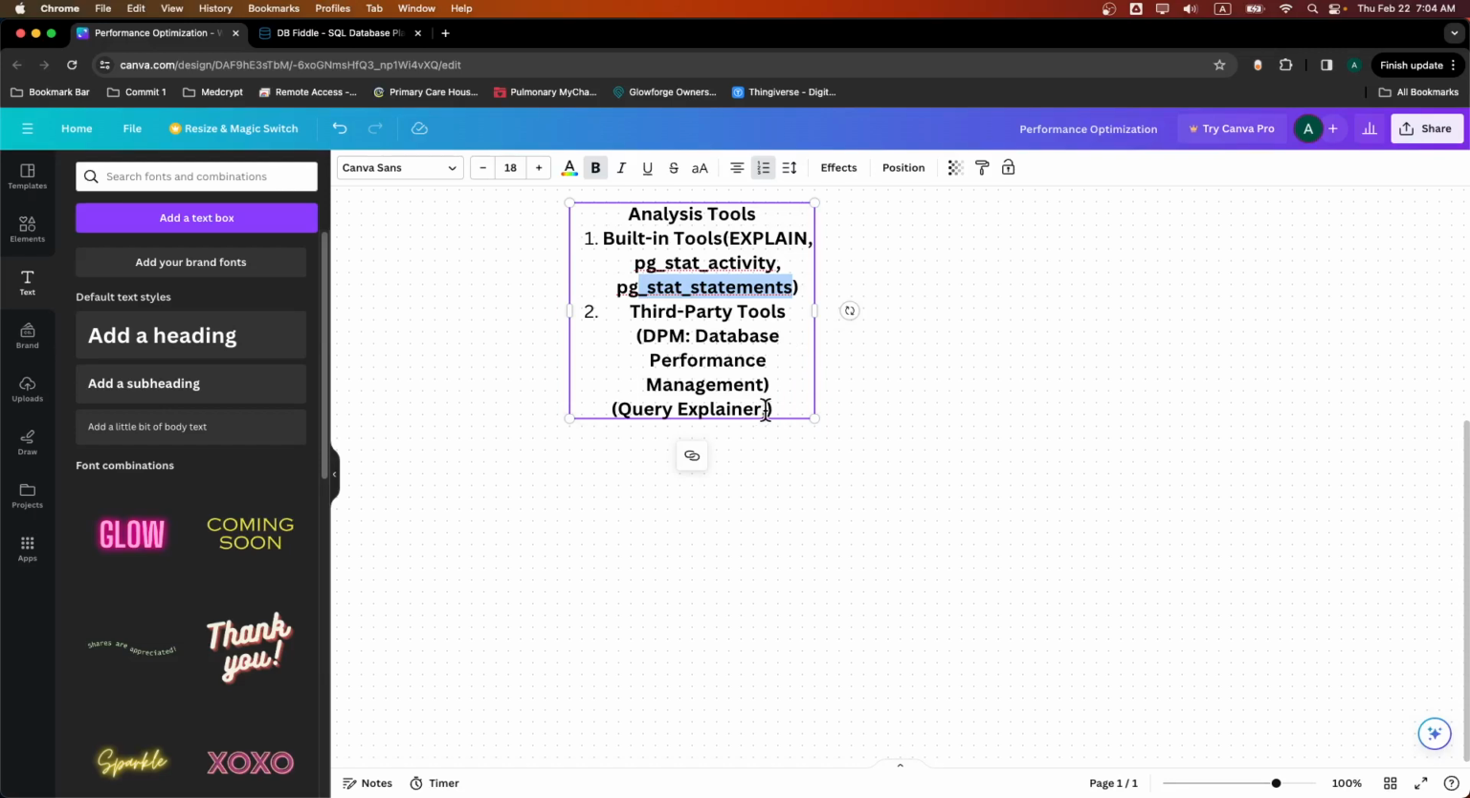Then we have the last one, which is the stress testing tool. The examples are JMeter, or there is another one known as the Grinder. What they do is simulate realistic workloads to identify performance issues under pressure. That's what they are used for, and they are really helpful too.